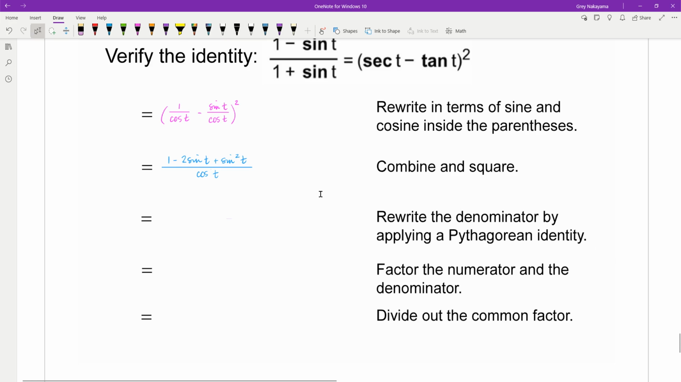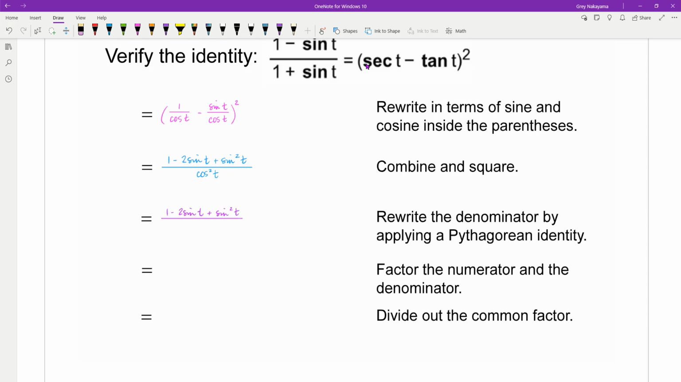Oh, it is supposed to be squared, y'all. It's because when I square it. All right, having a moment. So it is squared. Now, rewrite the denominator by applying a Pythagorean identity.